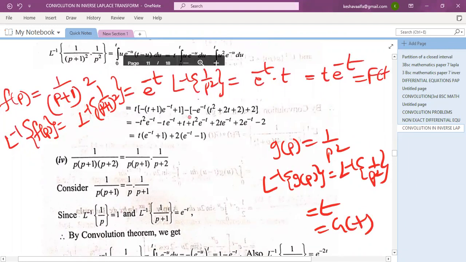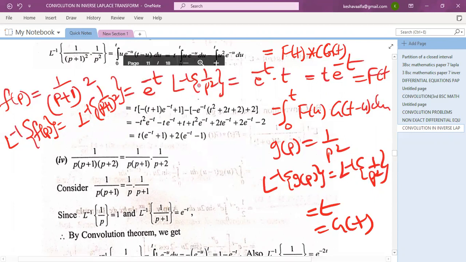So using the convolution theorem, we get f of t star g of t, which is nothing but integral 0 to t f of u g of t minus u du. So it is integral 0 to t, where f of u is equal to u e power minus u, and g of t minus u is equal to t minus u. After integrating and applying upper limit minus lower limit, we get this.